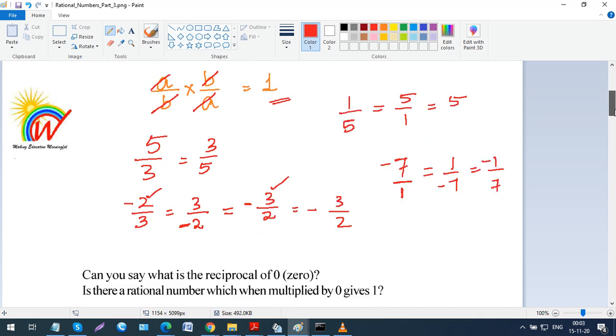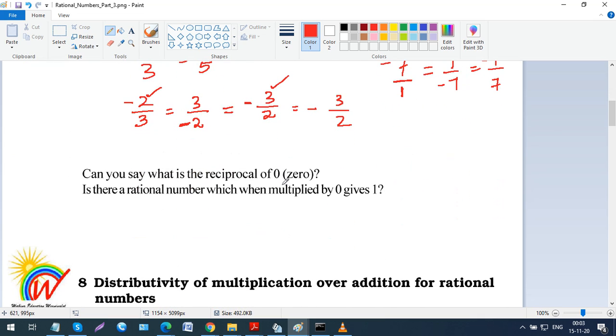Now, can you say what is the reciprocal of 0? 0 can be written as 0 by 1. If I ask you the reciprocal of this, you are going to do 1 by 0, but I told you 0 is not supposed to be in the denominator, so this is not accepted. So 1 by 0 does not exist, so we do not have a reciprocal of 0.